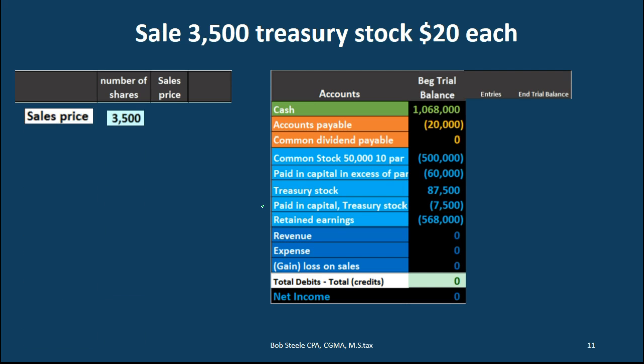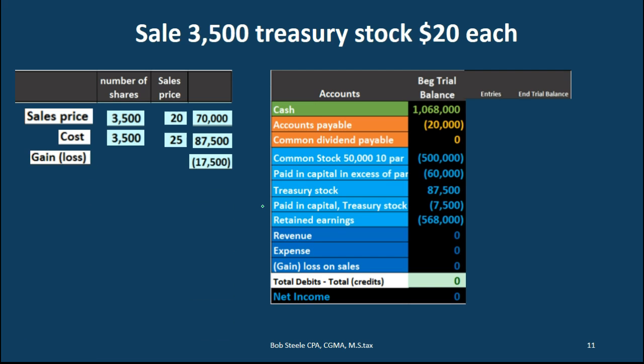We're going to say the sale for 3,500 shares at $20. Multiplying that out gives us $70,000. We're going to say that the cost then is that 3,500 times what we paid for our stock when we purchased it, which would be the $25, and that means that the cost was $87,500 for those 3,500 shares. Therefore, we have a loss in this case of $17,500 on that transaction.